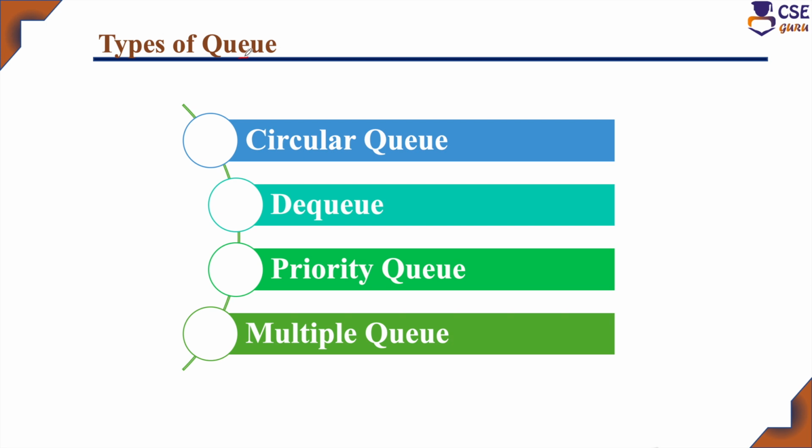Now, in this session, we are going to discuss types of queue. In that, we are going to discuss the first type, circular queue. There are different variants of queue. One is circular queue, two is D queue, third one priority queue, and fourth one multiple queue.